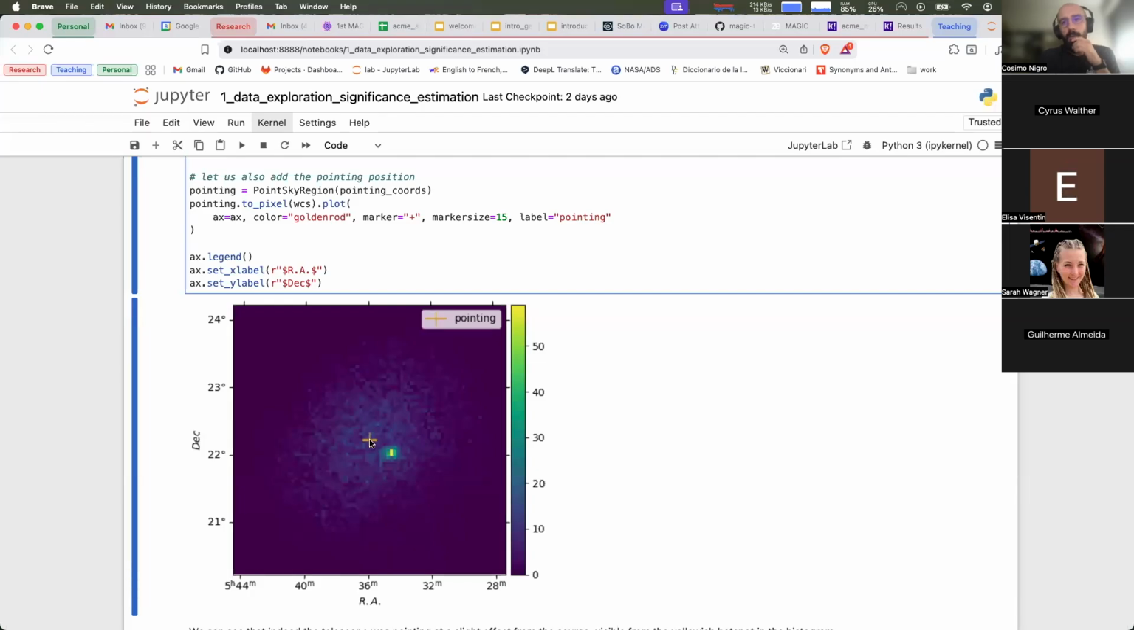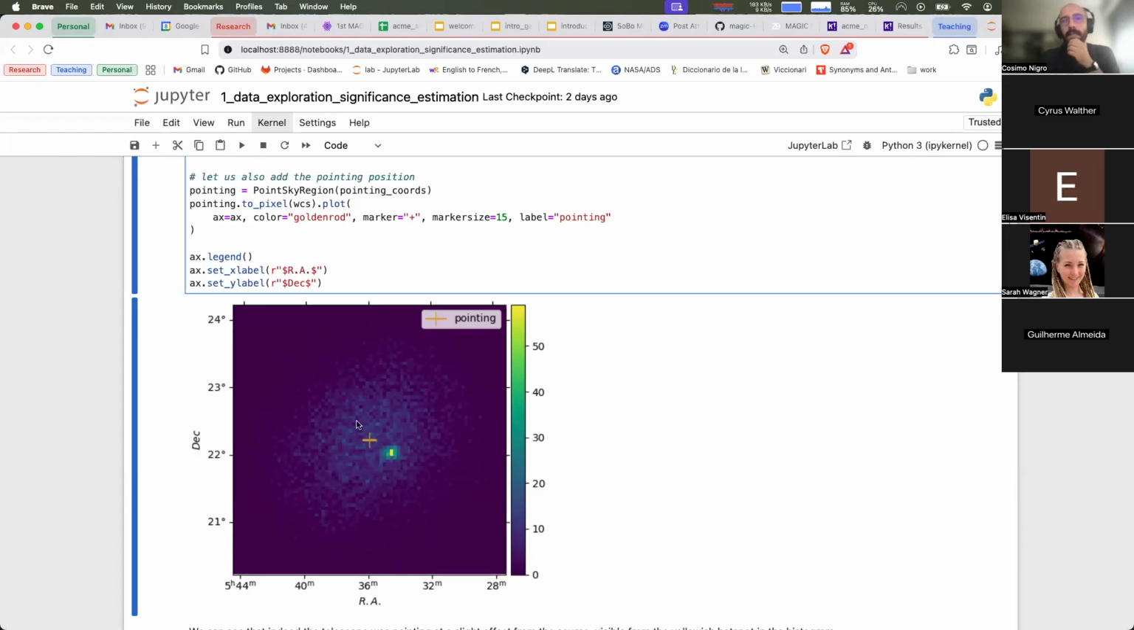This is called wobble pointing. We do not point directly at the source, but we let the source be at a small offset from the pointing position. Why do we do that? Because imagine that the source is at the center of your field of view. Imagine that you are pointing directly at the source. Basically, to estimate the background, you would need another observation of an empty sky, a sky empty of gamma ray emitters.